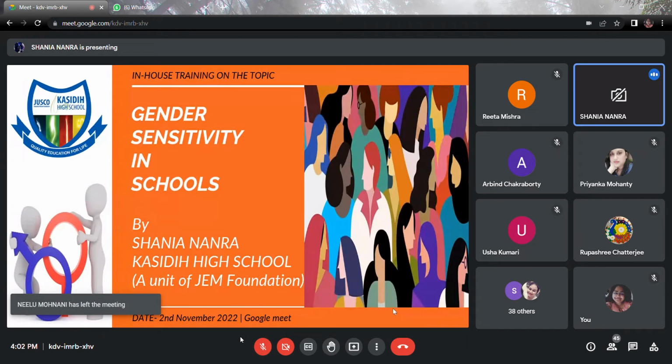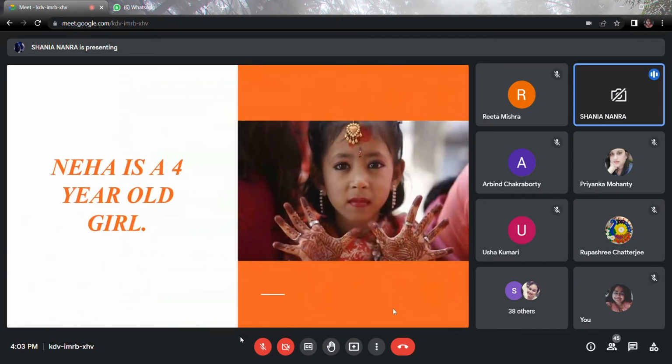Before I begin with what gender sensitivity is and other issues related to it, I would like to give you all a situation where we will act immediately. The first situation: Neha is a 4-year-old girl. All the teachers of KHS are invited to Neha's birthday party. We are asked to give a birthday present to Neha. What would be an appropriate birthday present according to you?